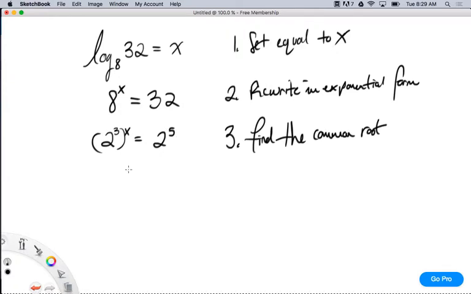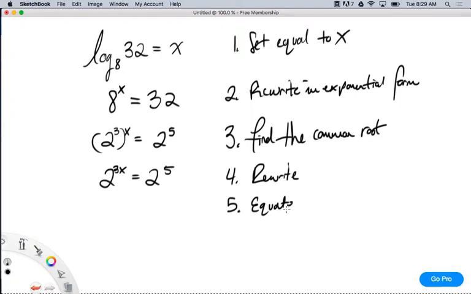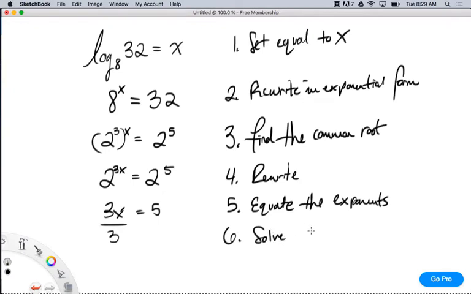5. Good. Then I rewrite. It's 2 to the 3x equals 2 to the 5. If 2 to the 3x equals 2 to the 5, well, it's the same base, so I equate the exponents. What does that mean? Set the exponents equal to each other, because the only way for this to be true is if 3x equals 5. Then the last step is solve for x.